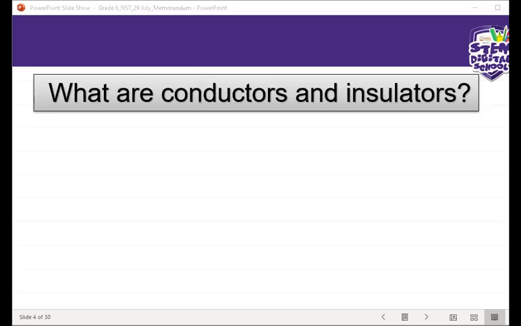A conductor is something that lets electricity flow through, and an insulator is something that stops the electricity from flowing. Okay, so it is something. What is that something? A conductor that allows electricity to flow is salt water. Okay, salt water. All right, and then an example of an insulator.